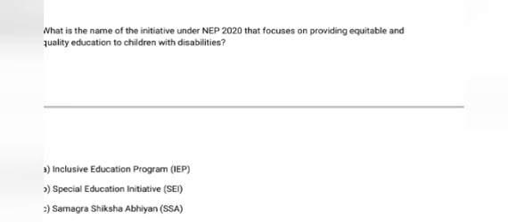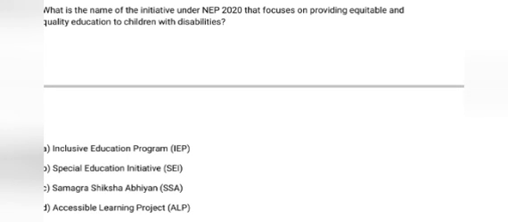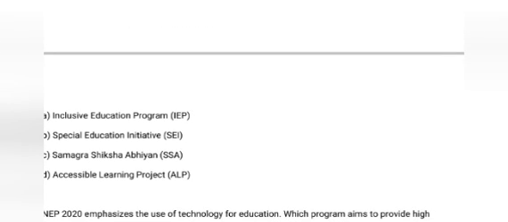Then what is the name of the initiative under NEP 2020 that focuses on providing equitable and quality education to children with disabilities? Inclusive Education Program, Special Education Initiative, Samagra Shiksha Abhiyan, and Accessible Learning Project. IEP, SEI, SSA, ALP. So it will be Special Education Initiative, SEI.